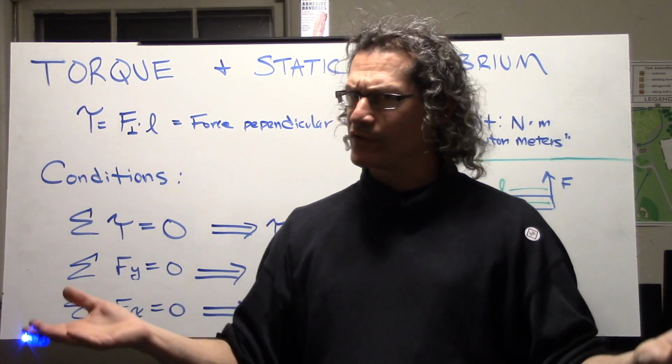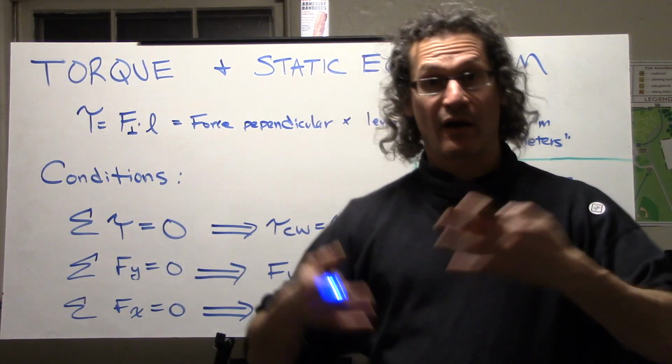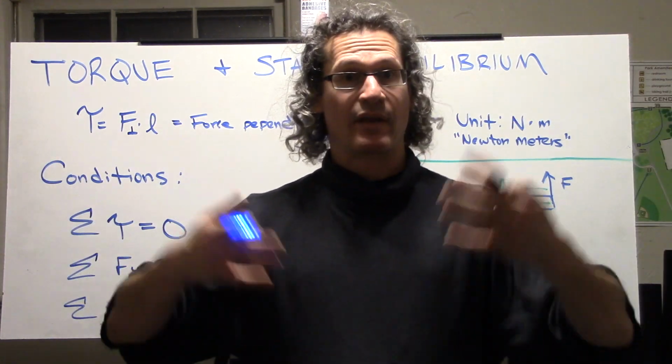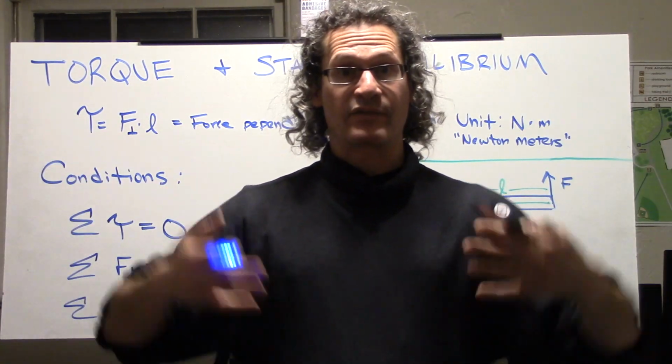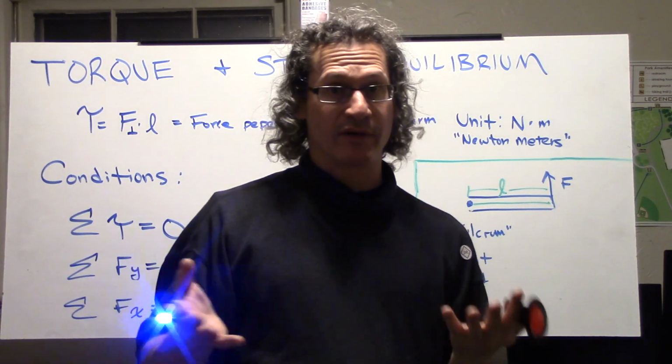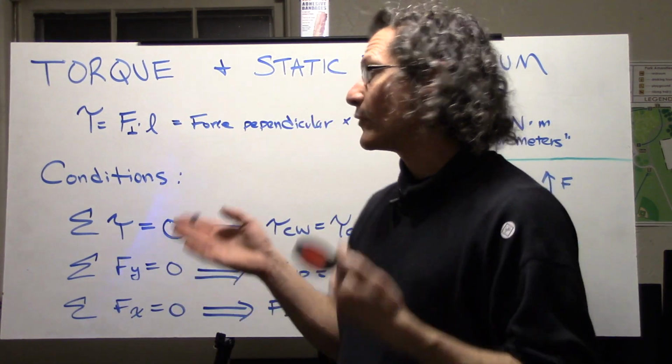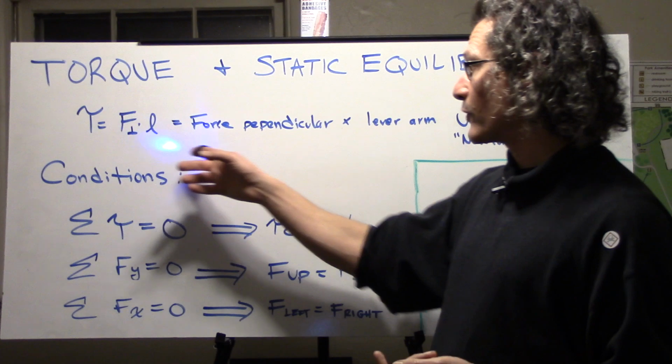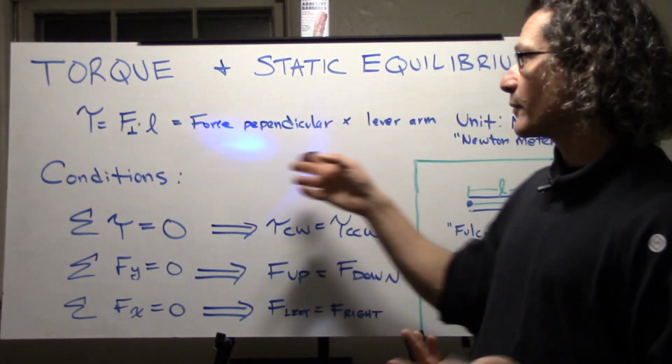First of all, what is torque? Torque is a force that causes rotation around an axis of rotation known as the fulcrum. That's the pivot point for a system in rotation. We also need something called a lever arm. So it's the force perpendicular to the lever arm. Well, what's the lever arm?